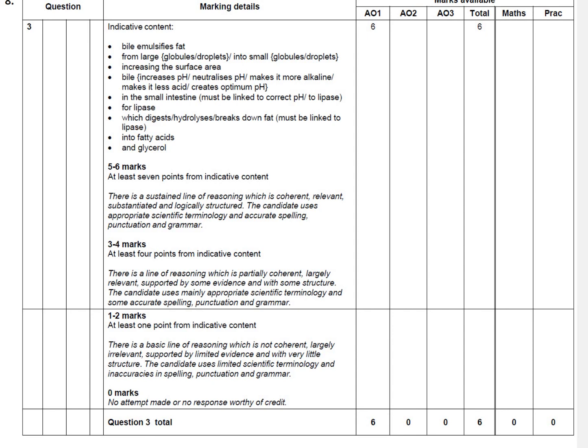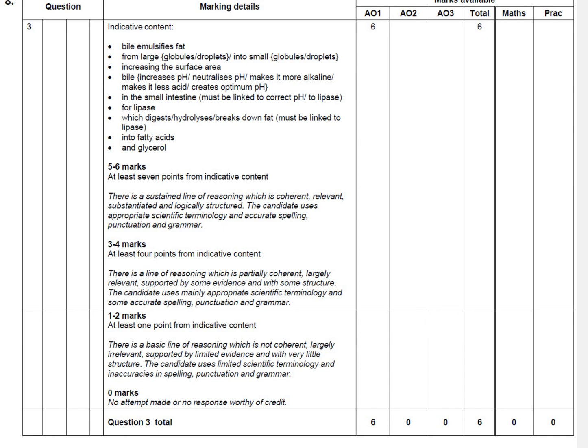Bile then increases the pH or neutralizes the acid stomach contents, making it more alkaline, less acidic, creates an optimum pH in the small intestine for the lipase enzyme, which digests or breaks down fat into fatty acids and glycerol. So if you've got all of that information down, but as well as having all of that information included in your answer for 6 marks, you would also need to look at the information below.